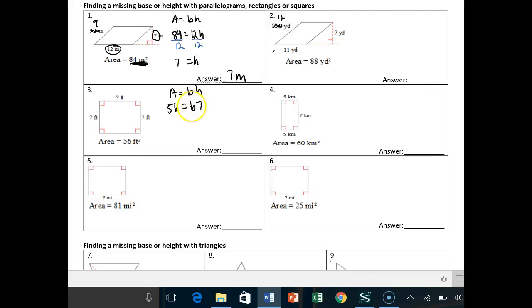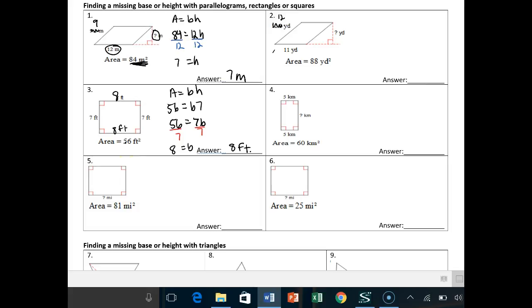Now this looks super weird, right? I think it would be a lot more helpful to have you write it as 56 is equal to 7b, right? Commutative property of multiplication. So then divide by 7, and your base is equal to 8, so 8 feet. And again, it always makes sense if you plug it back in, right? If that's 8 feet, this is also 8 feet, right? The area is just base times height, so 8 times 7, 56. You know you got it right.